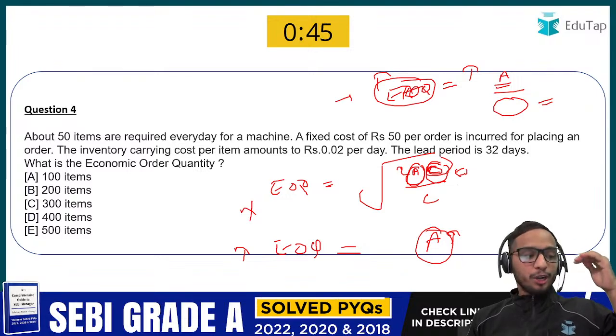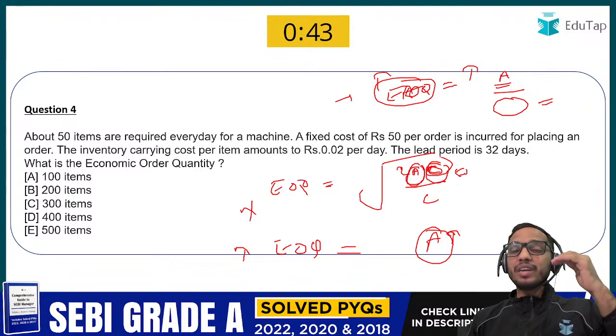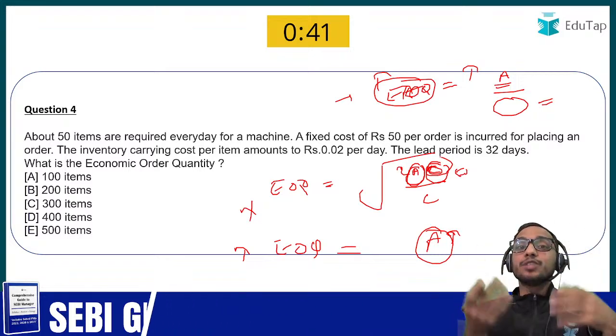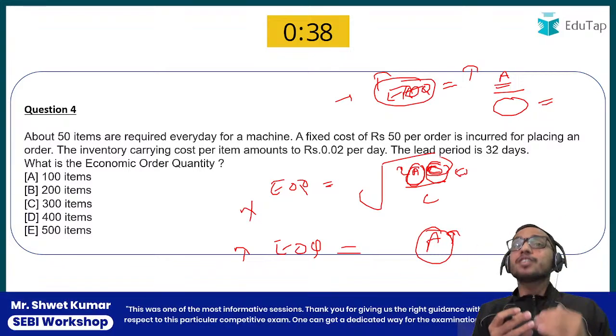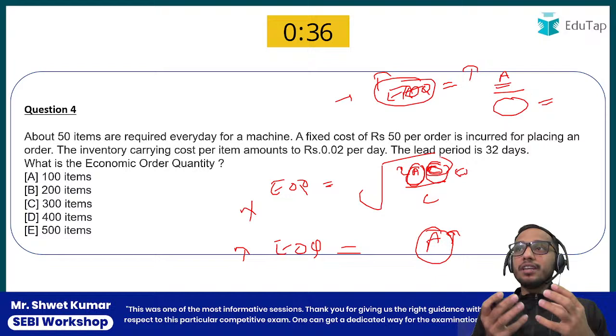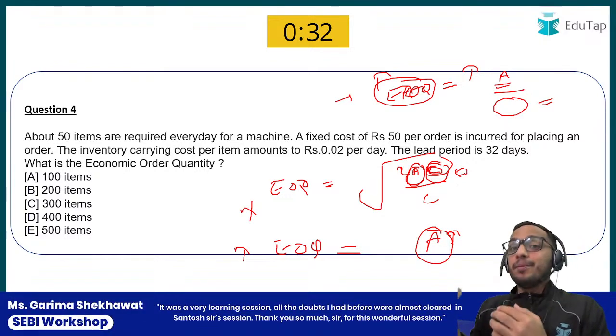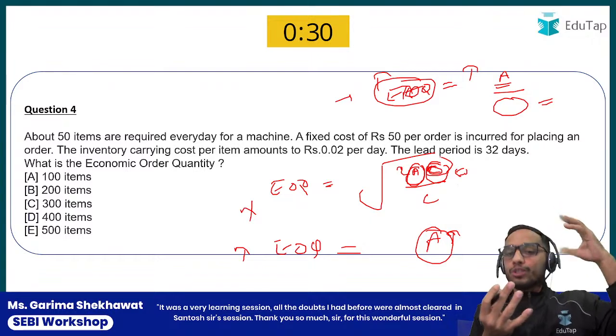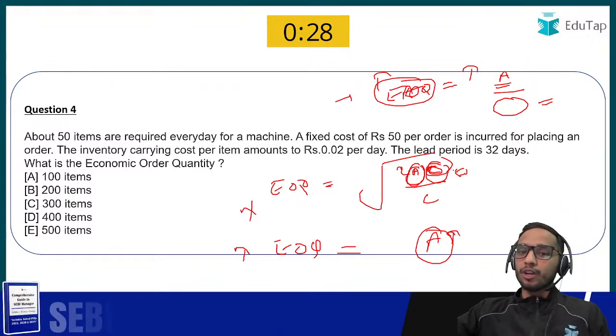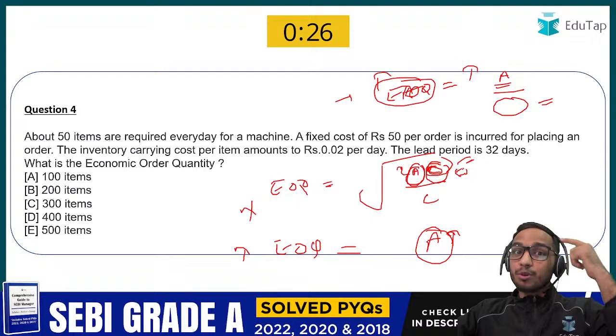You are going to increase your order size. Why? Because you have to minimize your cost. If you are not going to increase your order size, you have to order multiple times, so this is going to increase your cost. That's why the ordering cost is in the numerator. That's how you understand the formula.